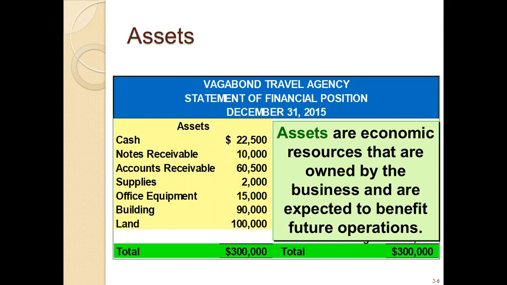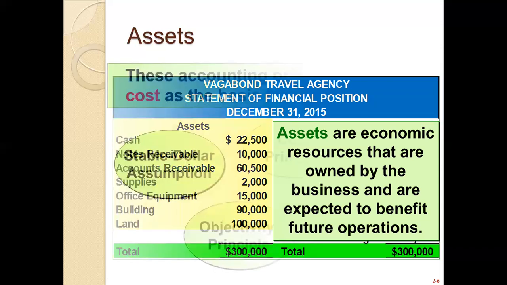I mean, assets. We will start with the accounting definition of an asset. Assets are economic resources that are owned by a business and are expected to benefit future operations. Now, with the help of the asset definition, I basically want to discuss some principles that are related to the assets. Okay, now, come to our next slide.